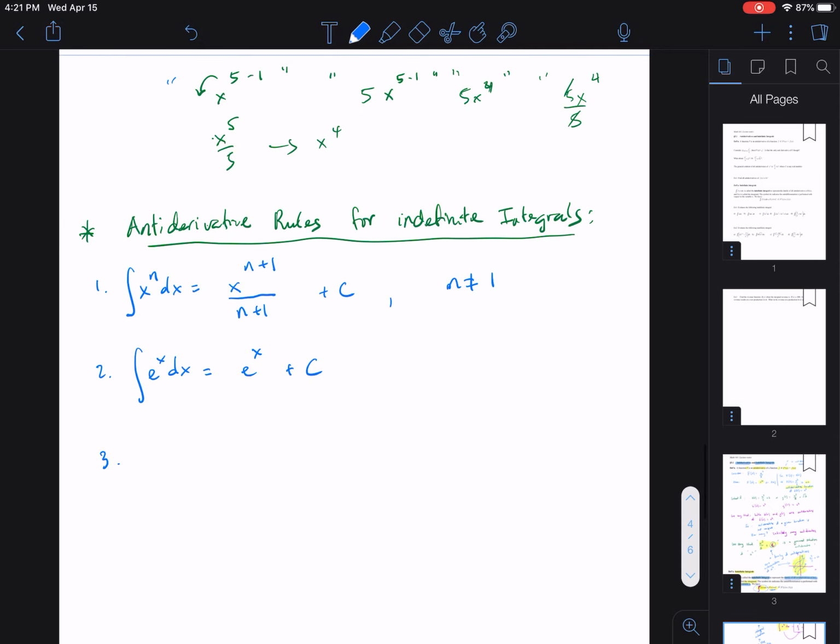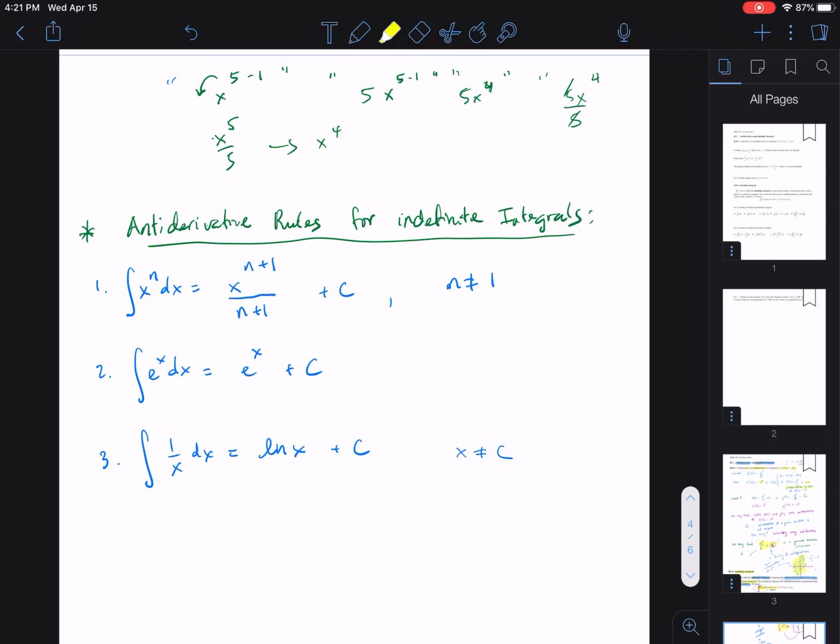The third rule for antiderivatives: what if we have 1 over x dx? Well, remember, when you take the derivative of the natural log function, you get 1 over the argument inside the natural log. So to reverse that process, we're just going to get natural log for the antiderivative. But it turns out it's not that simple, because when we do this, we have to make sure that the domains for each function are equivalent.